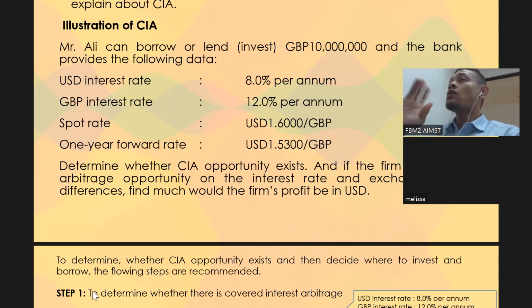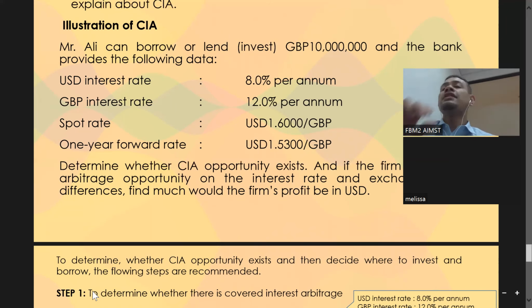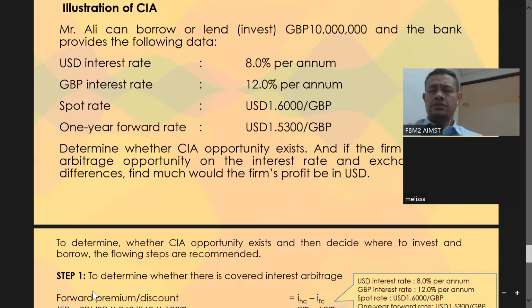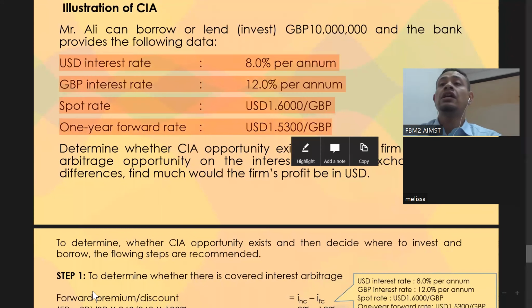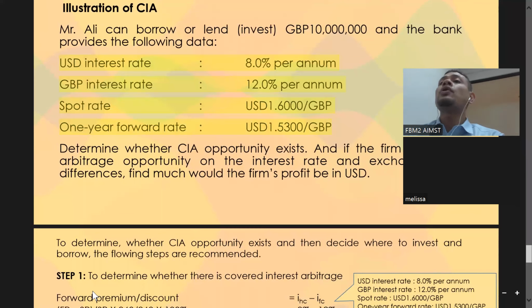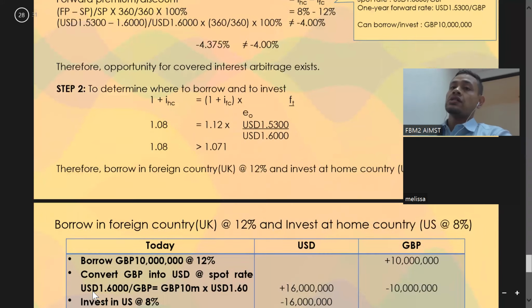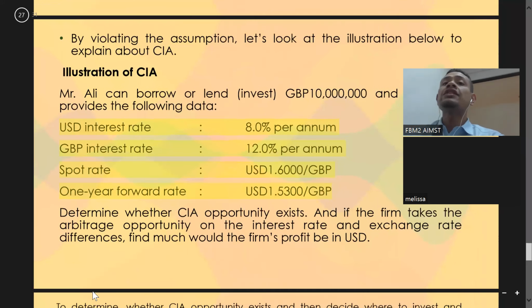Fine. So now we're going to start with covered interest arbitrage. What is covered interest arbitrage? It is basically taking advantage of the differences of exchange rates and interest rates between two countries. The components here are the interest rates and the exchange rates. There are 3 steps in order to tackle this question.